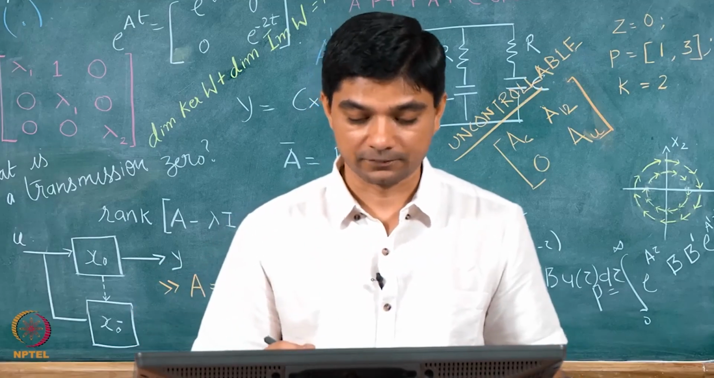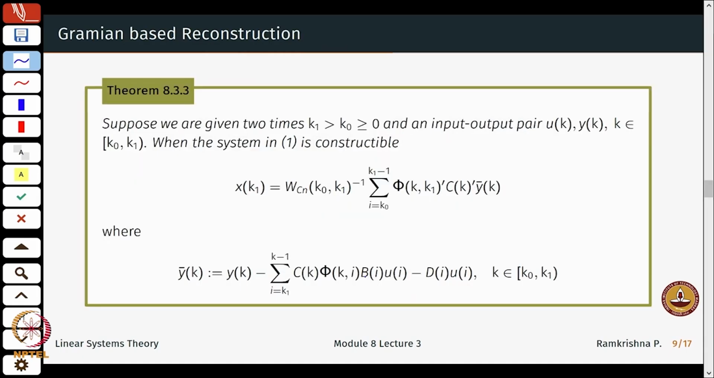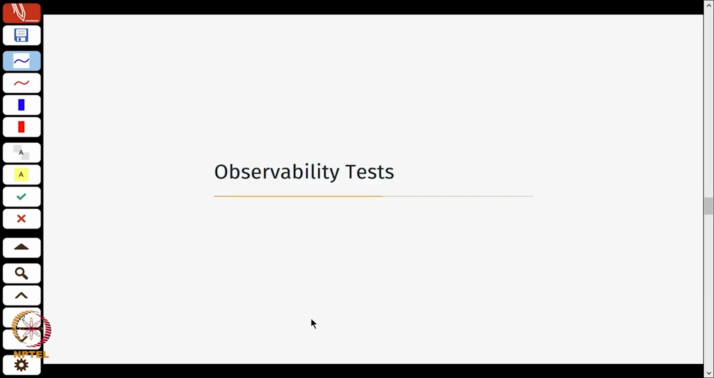condition of equivalence between unconstructible and the unobservable space, or the equivalence between constructibility and observability. Okay, right. Similarly, I have a Gramian based reconstruction for the constructible case. Okay. Now we go to the observability tests.